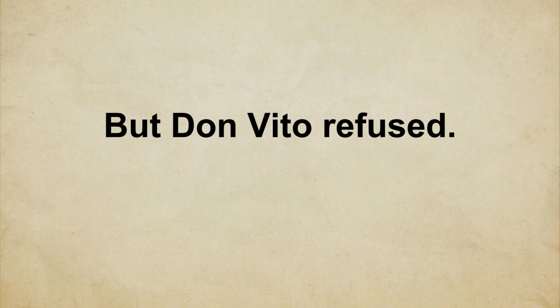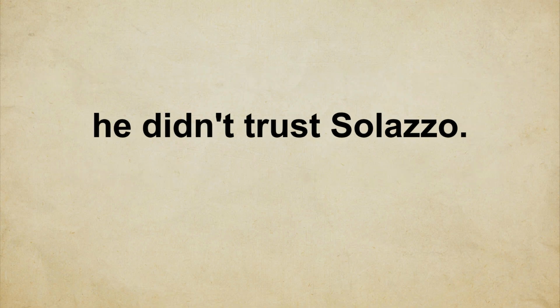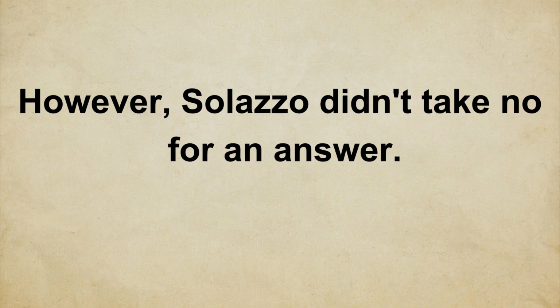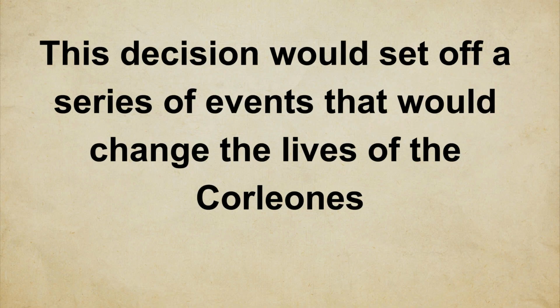But Don Vito refused. He believed that getting into the drug trade would destroy everything he had built, and he didn't trust Sollazzo. However, Sollazzo didn't take no for an answer. He wanted the Corleone family's power, and he was willing to do anything to get it. This decision would set off a series of events that would change the lives of the Corleones forever.